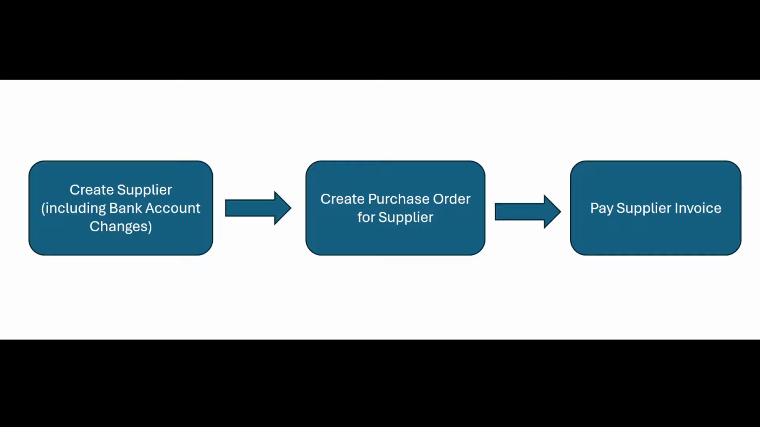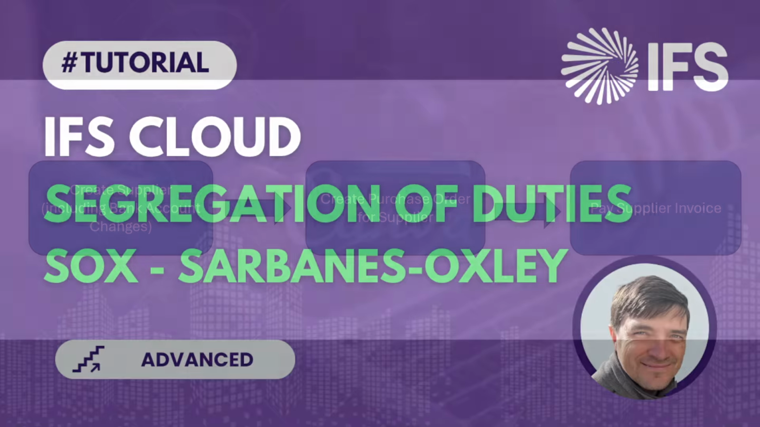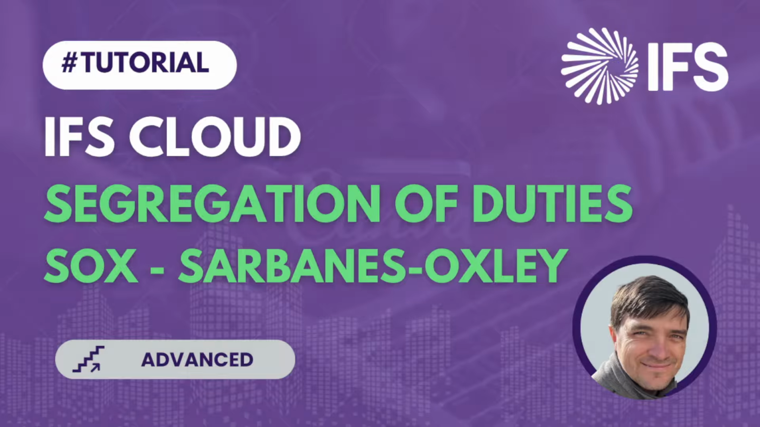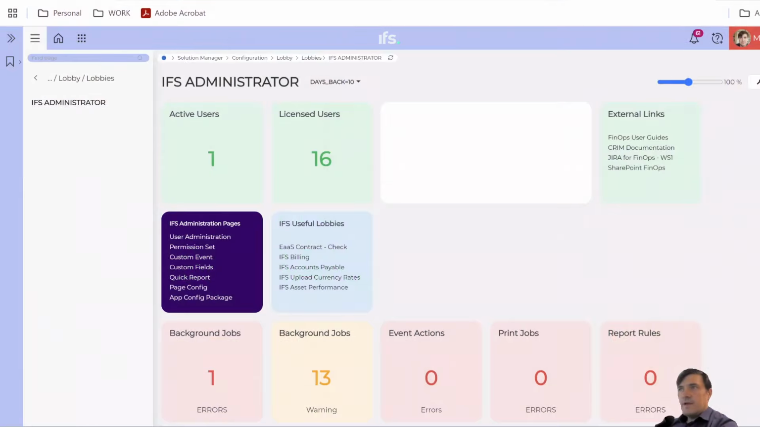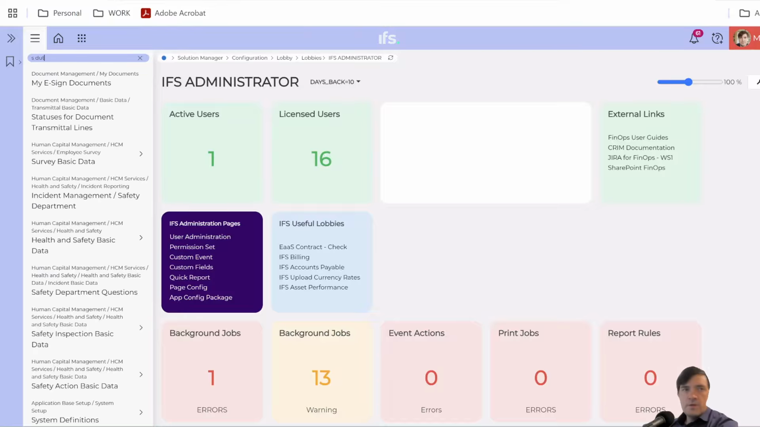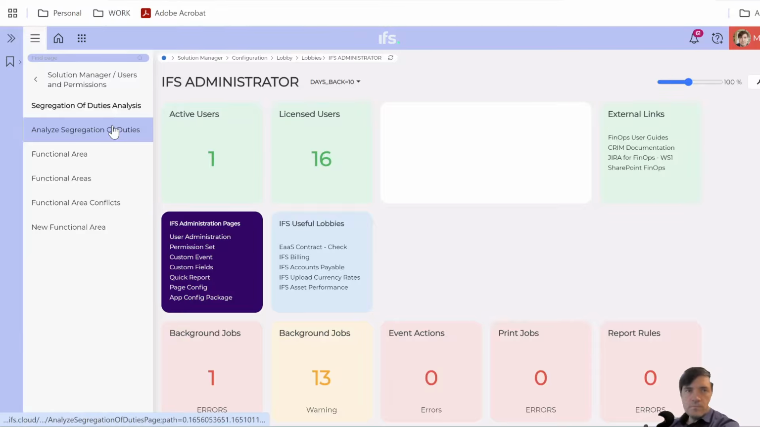I will show you a quick setup that we can do. We can quickly set up the segregation of duties in order to see what our conflict areas are in the permission set setup. So without further ado, I will go in the system. Here I will go to the segregation of duties menu, and you can see we have a dedicated menu where we can define some functional areas.